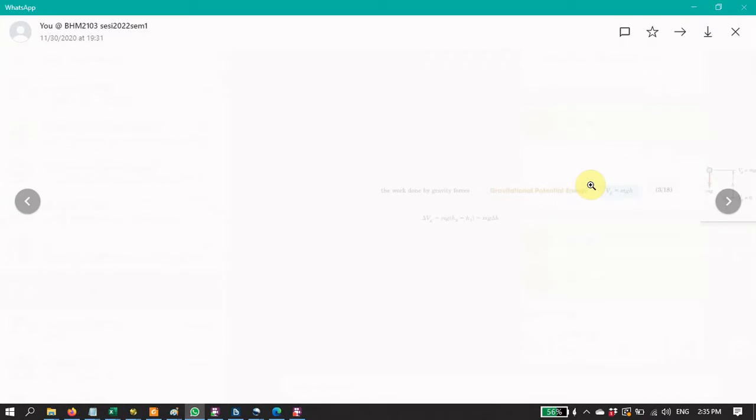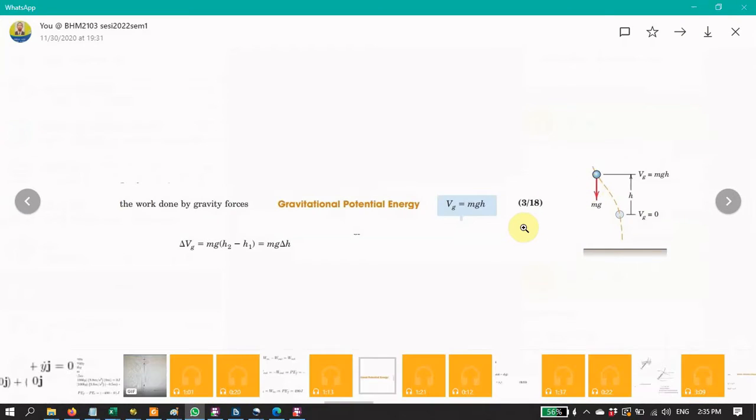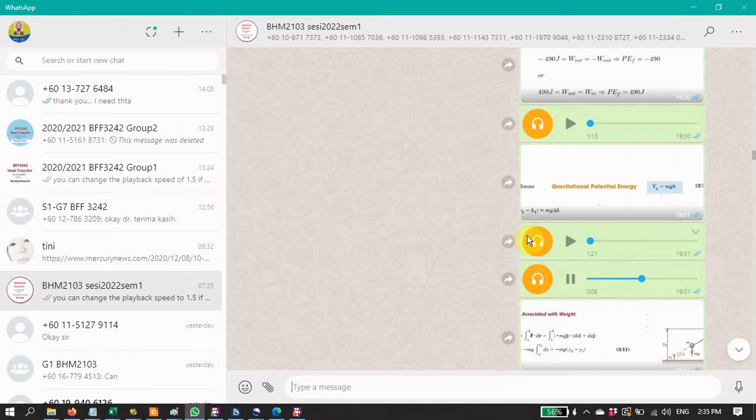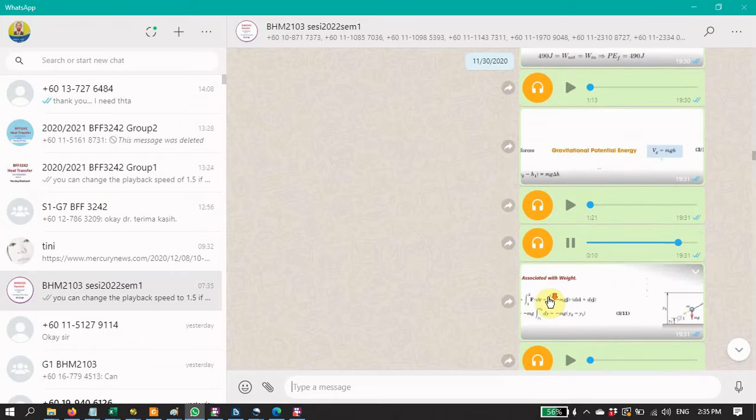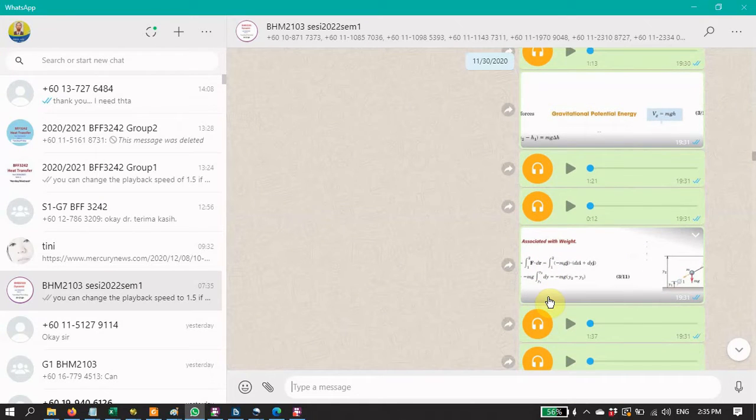Alright, there is another potential energy due to a spring. I will cover that later on. We just consider only kinetic energy and potential energy for the time.